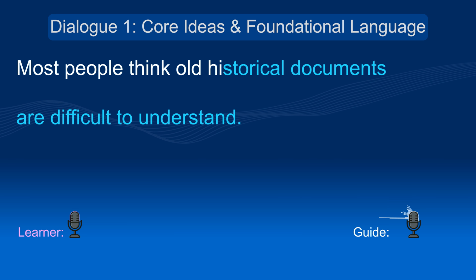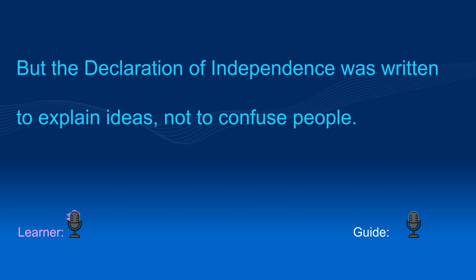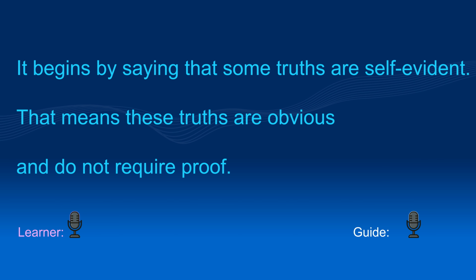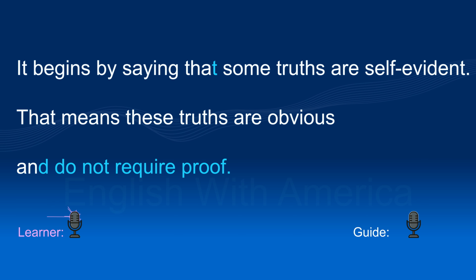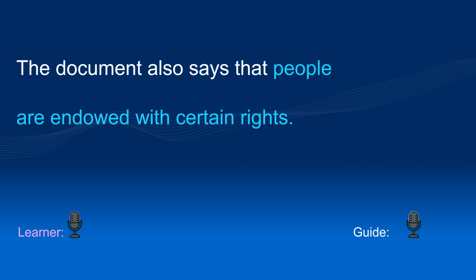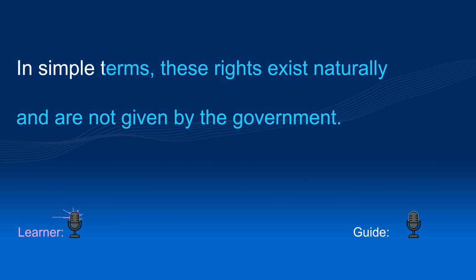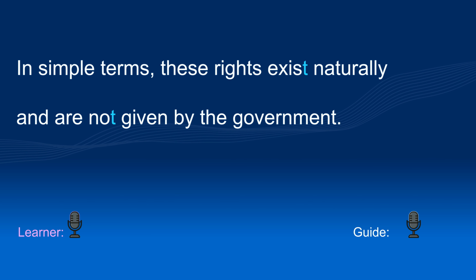Most people think old historical documents are difficult to understand. But the Declaration of Independence was written to explain ideas, not to confuse people. It begins by saying that some truths are self-evident. That means these truths are obvious and do not require proof. The document also says that people are endowed with certain rights. In simple terms, these rights exist naturally and are not given by the government.